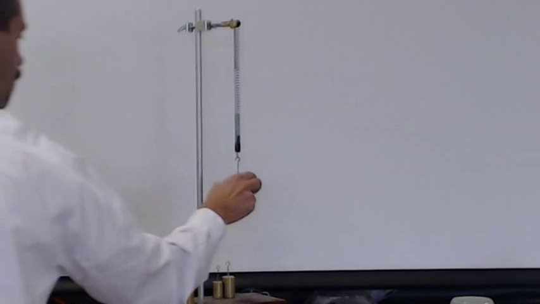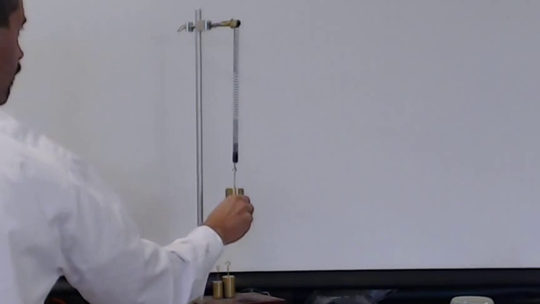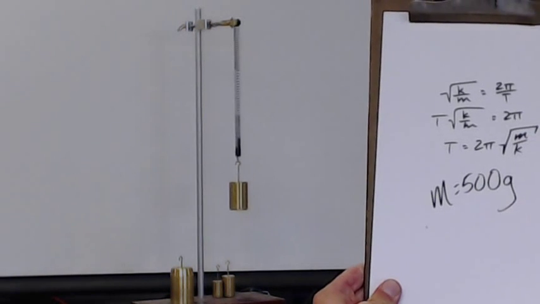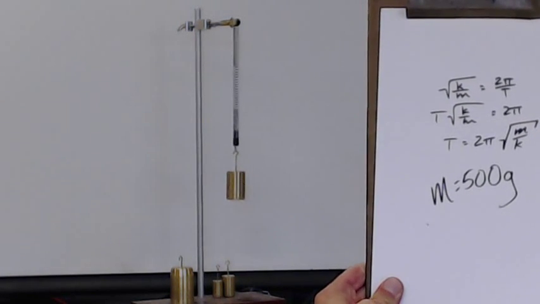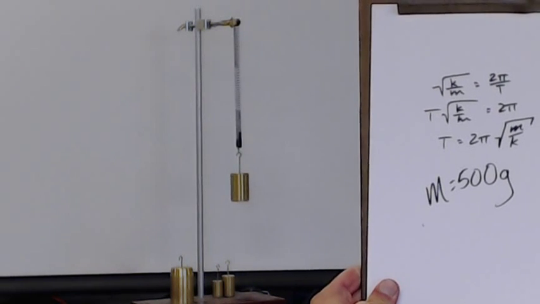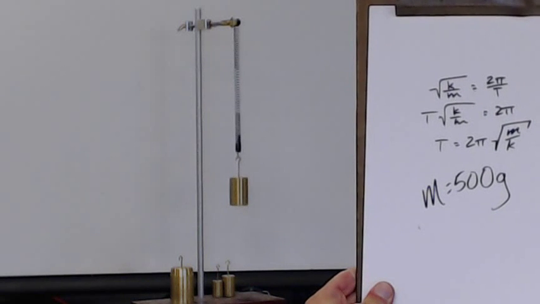So this mass is 500 grams. So let's see if this works. The mass is 500 grams. You figure out what the period is, and tomorrow I expect you to tell me what the spring constant is.